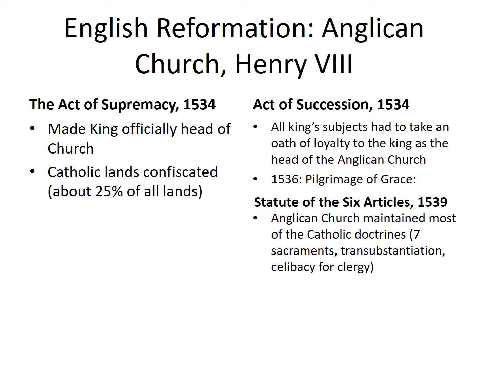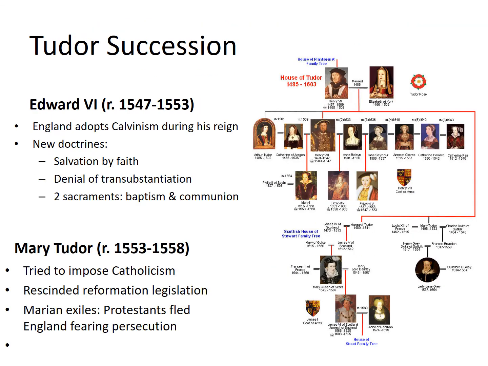This will lead to the Statute of the Six Articles in 1539, where the Anglican Church maintained most of the Catholic doctrines, like I said, 7 sacraments, transubstantiation, celibacy for the clergy, etc., but not putting the Pope anywhere in authority in the church. The king instead is the head of the church. Tudor succession, of course, is a big part of this.